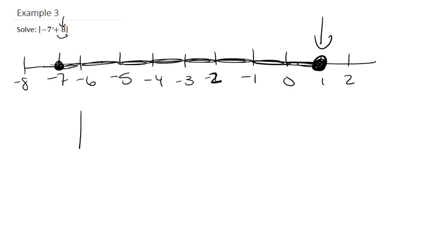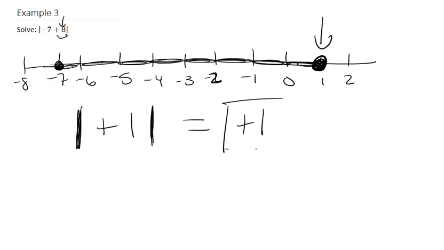So inside our absolute value sign is +1. And as absolute value makes anything inside positive, but it's already positive, so our solution is just +1.